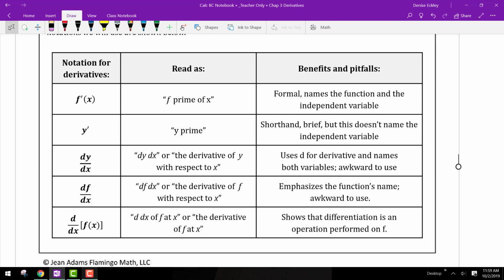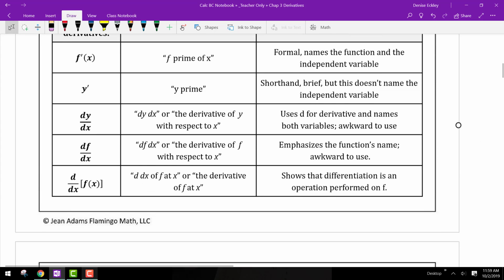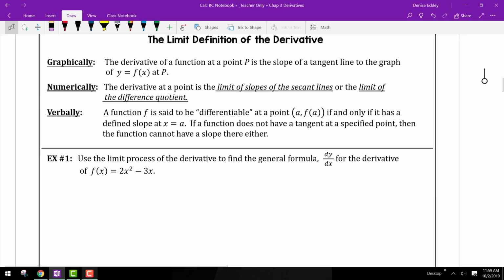And then finally, this is the very formal one, d dx of f of x. We're actually showing, look, we're going to take the derivative of f at x, and it's showing exactly what you're going to be doing. So that's the different ways you're going to see notation for the derivative, but they all mean the same thing. You're going to be taking the derivative, which means you are finding the slope of the tangent line, or the limit of the difference quotient, which leads us to different ways we represent the derivative.